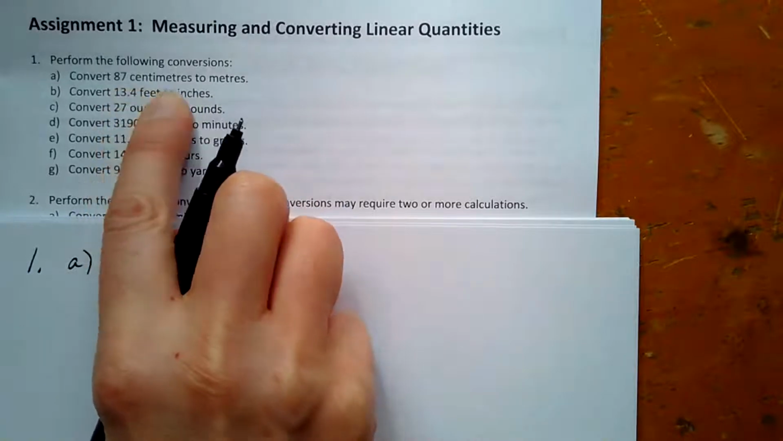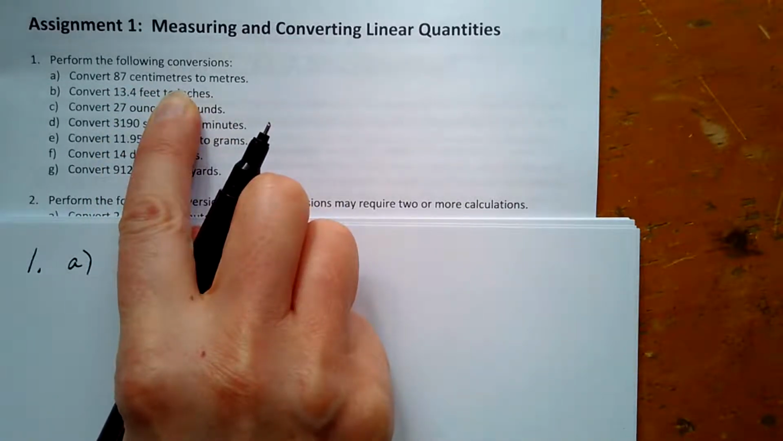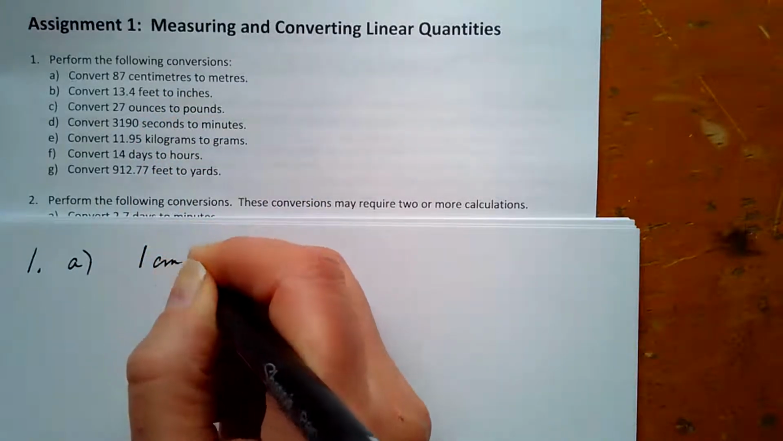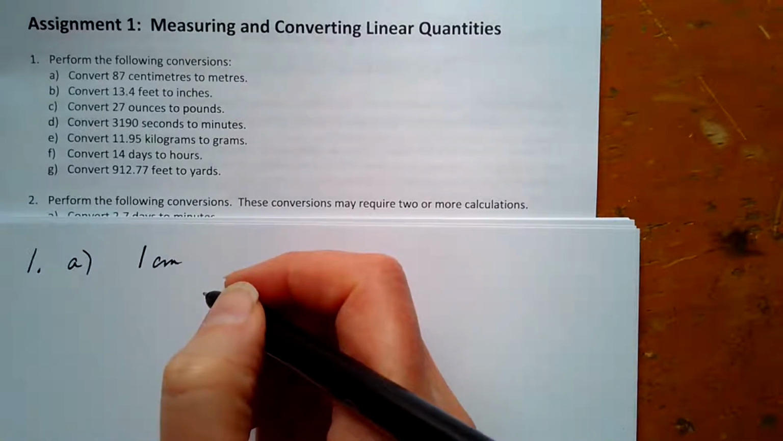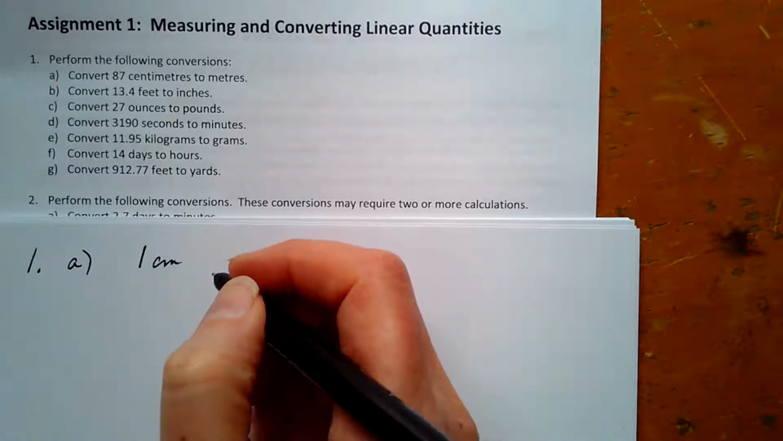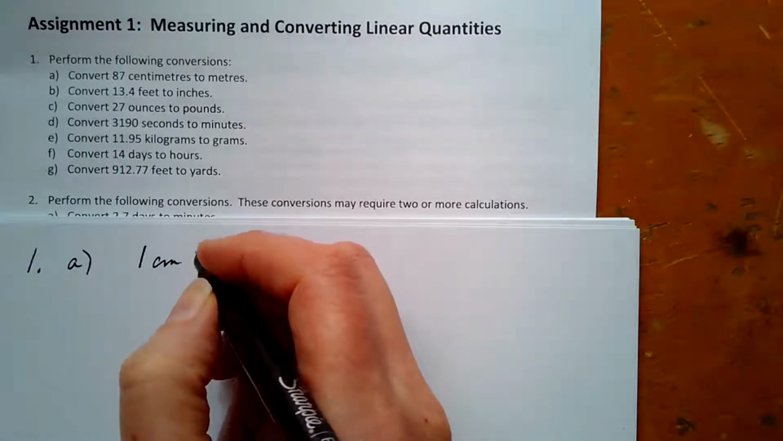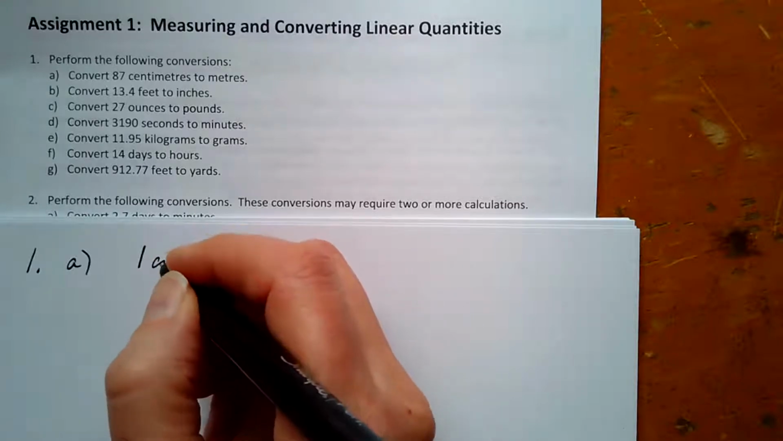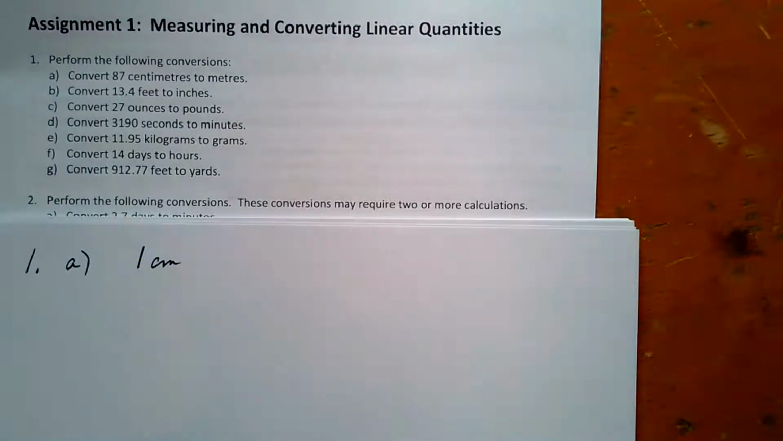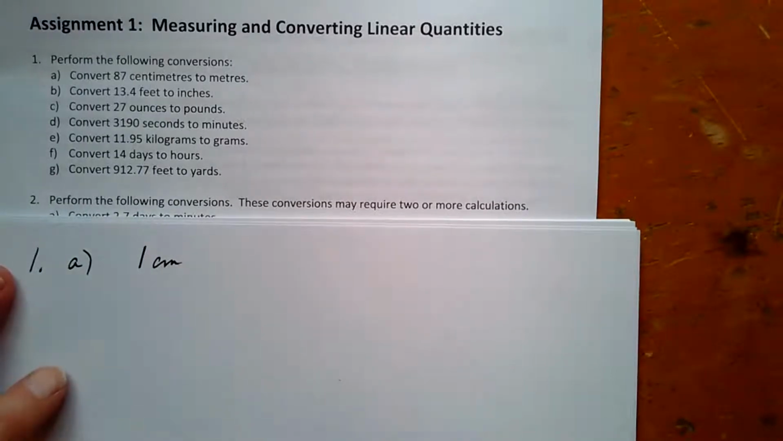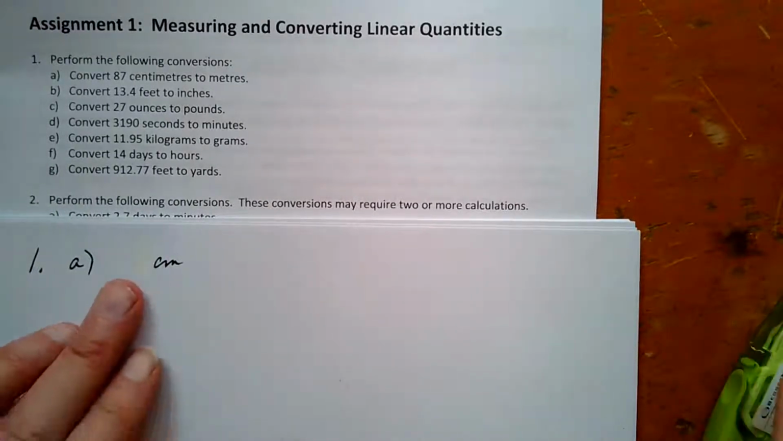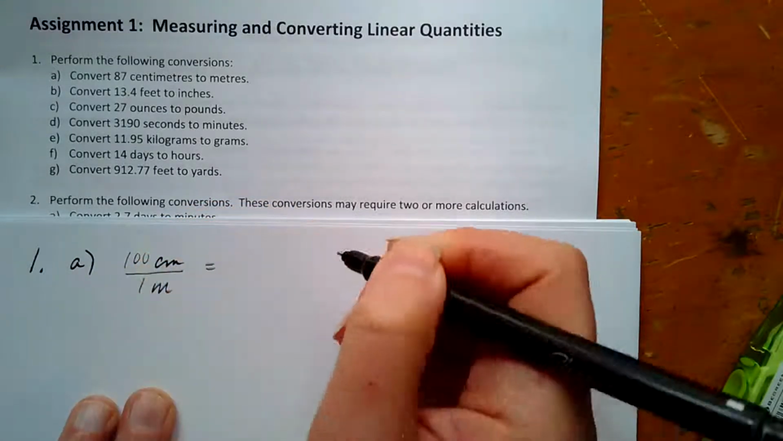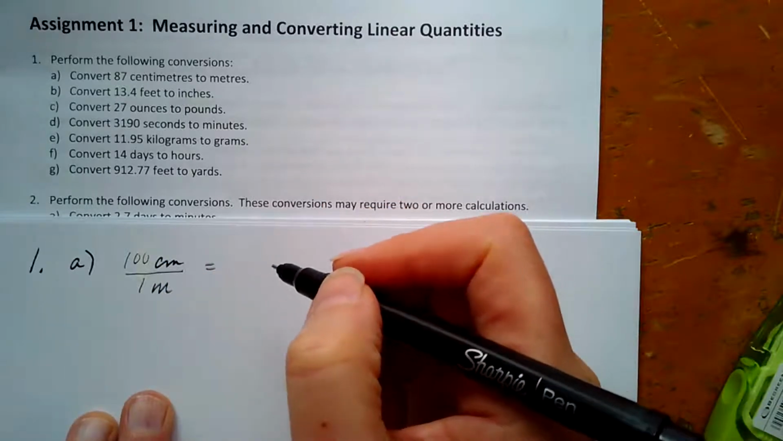So I see convert 87 centimeters to meters. So I look at my page 4, and I see the conversion from centimeters to meters. Actually, we don't have centimeters to meters, do we? Oh, no, we do. Okay, I have to restart. Sorry about that. I'm looking at page 4, 100 centimeters. Of course, that word cent means 100. 100 centimeters to 1 meter. Okay, so that's my basic conversion, 100 centimeters to 1 meter.